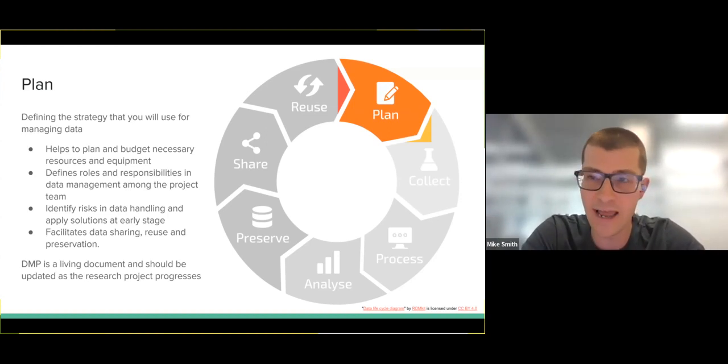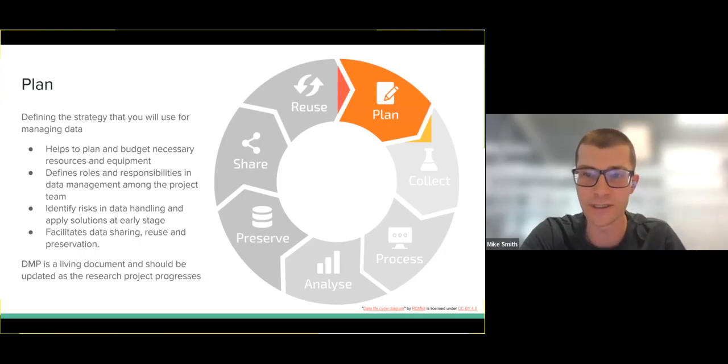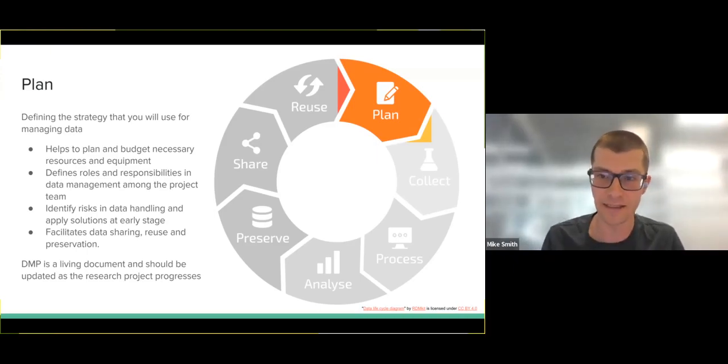So if your plan is to put all the data on a student's laptop and that's it, that's probably not a good plan, but at least you've thought about it at this point and you kind of realize maybe that's a critical frailty in your plan.